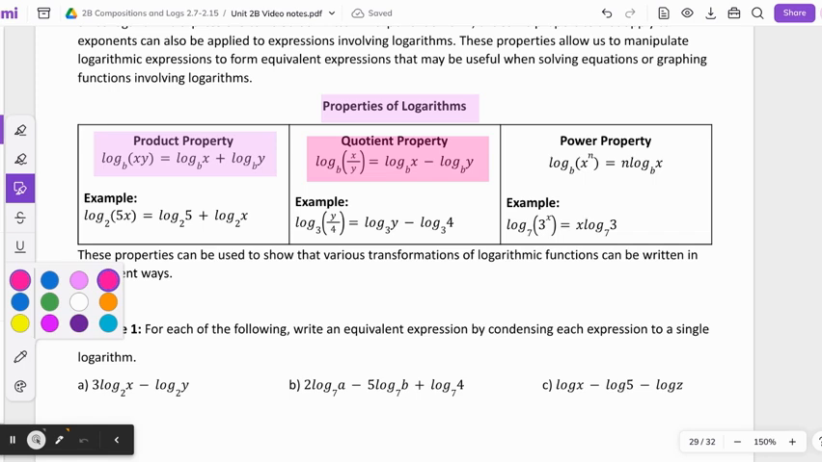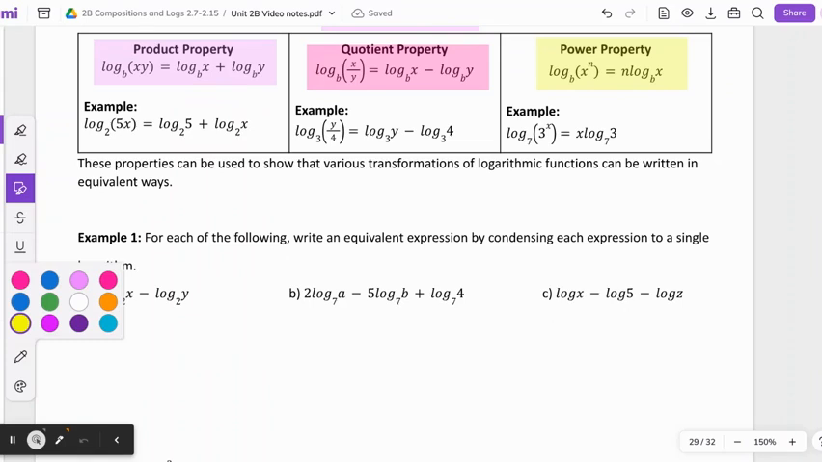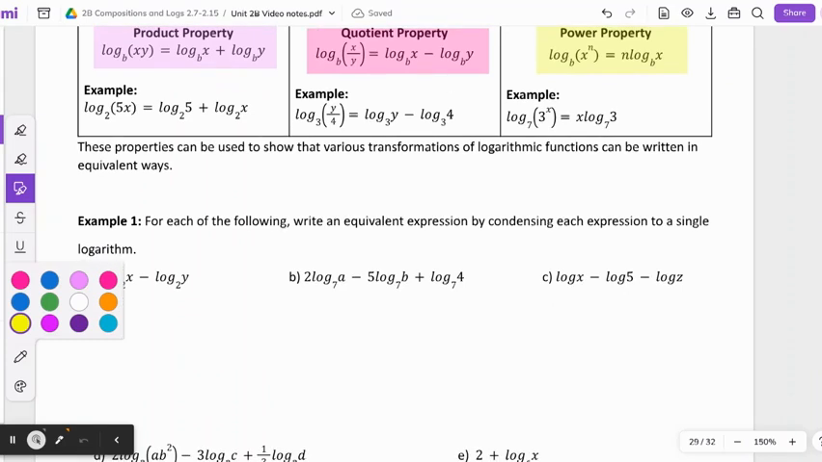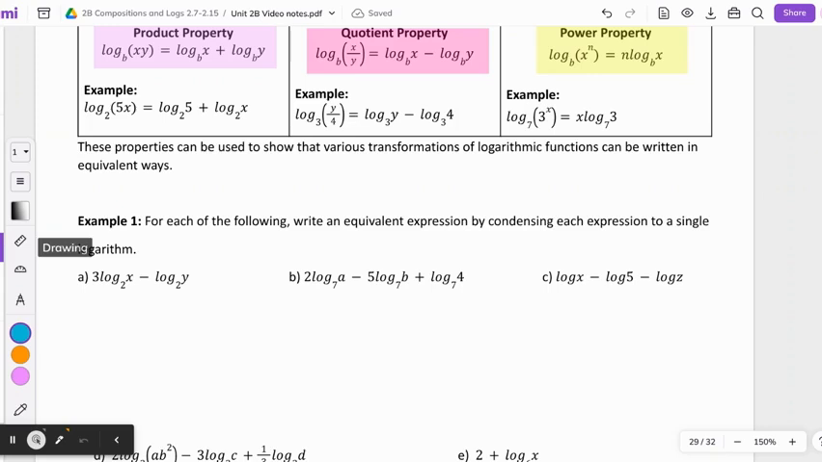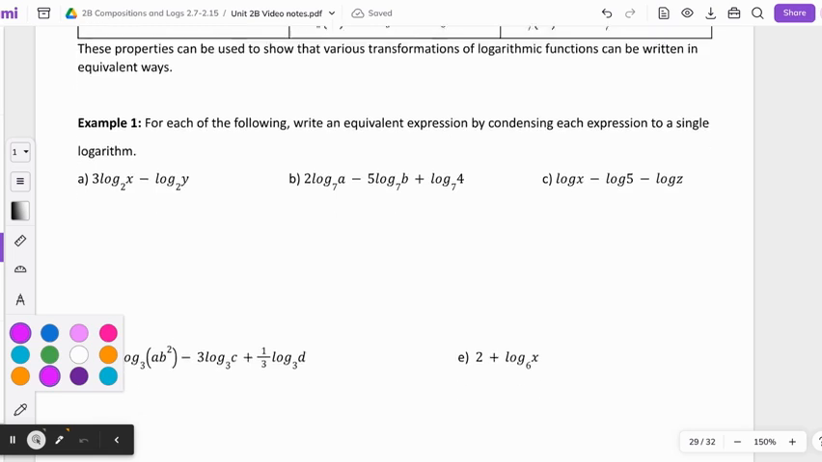And then the last one, your power property. All these are the same as your exponent rules. Log base b of x to the n ends up being n times log base b of x. All right, so you can see them all used there as an example. We can do the same thing that we did with exponential functions and write log functions in different forms using these properties, and then look at transformations that are happening.